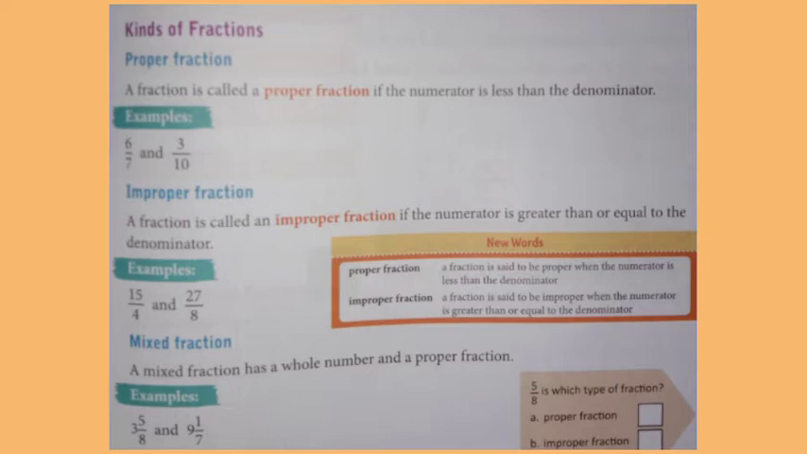Improper fraction. A fraction is called an improper fraction if the numerator is greater than or equal to the denominator. Examples: 15 by 4 and 27 by 8. Mixed fraction. A mixed fraction has a whole number and a proper fraction. Examples: 3 5 by 8 and 9 1 by 7.